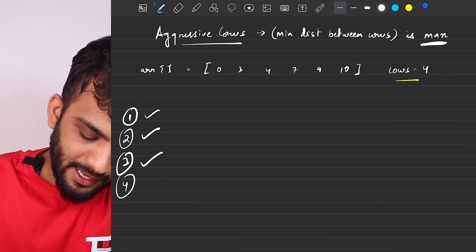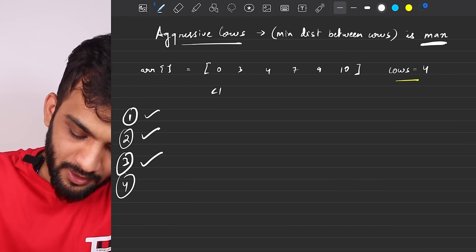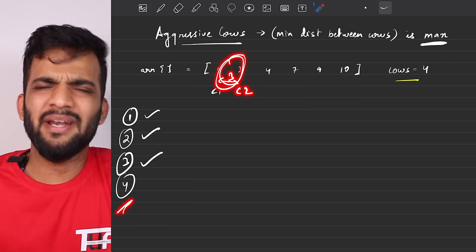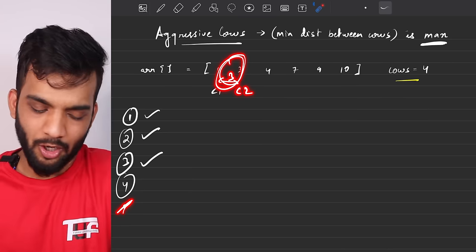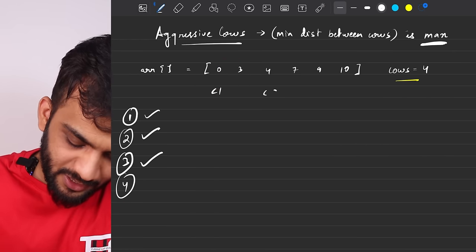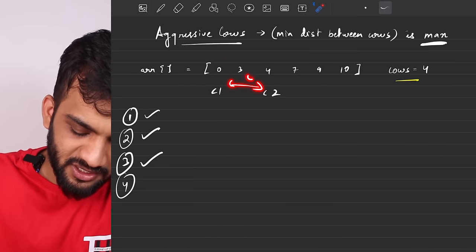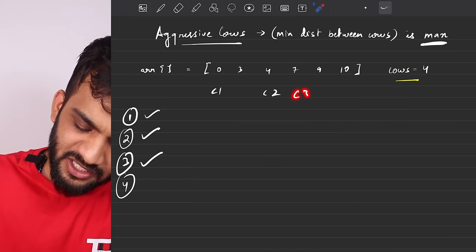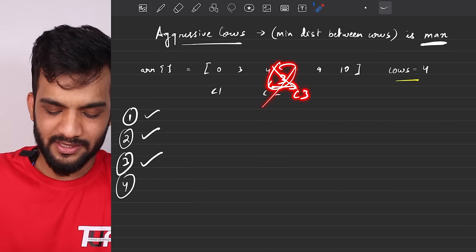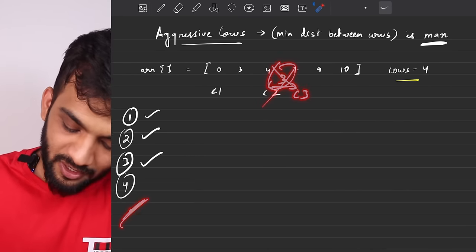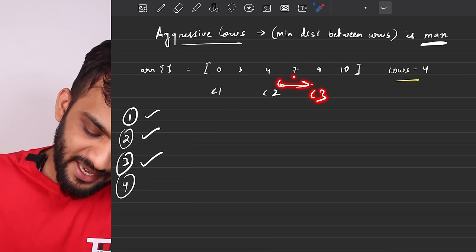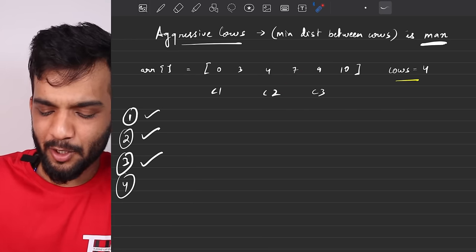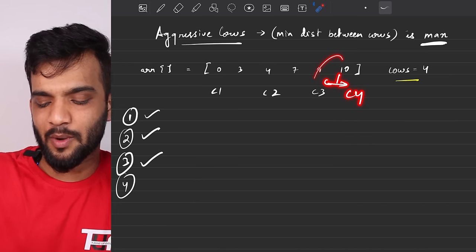So I will try to put a C1 here. Can I place a C2 here? No, because the distance is 3, and I must maintain a minimum distance of 4. Not possible. Can I put a C2 here? Yes, because the distance is 4 and I've been asked to maintain a distance of 4. Can I place a C3 here? No. Can I put a C3 here? Yes. So C3 goes here. Can I put a C4 here? No, because the distance is 1.